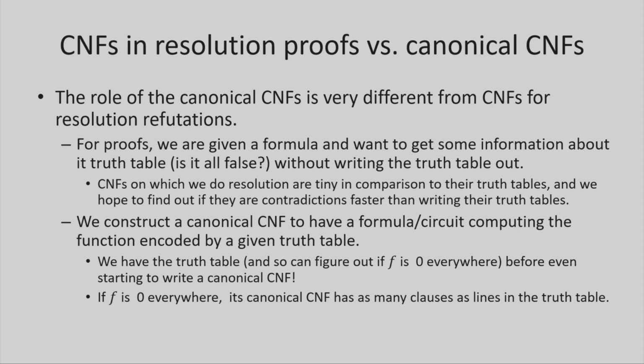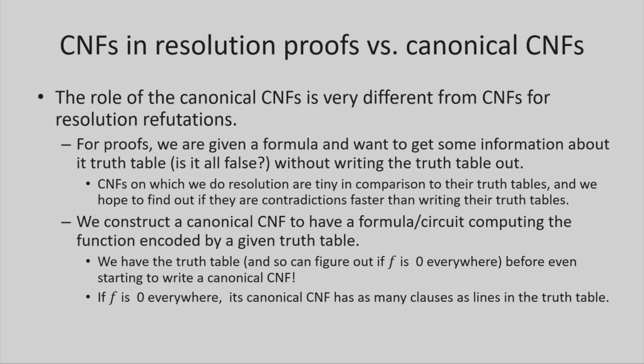For proofs, we start with a formula which we hope is not as big as a truth table. If it's as big as a truth table, really we might as well just write a truth table. We are not going to lose too much time doing it. We are thinking of starting with a pretty small CNF and trying to figure out whether it's a contradiction without going through all this work of writing out the gigantic truth table.